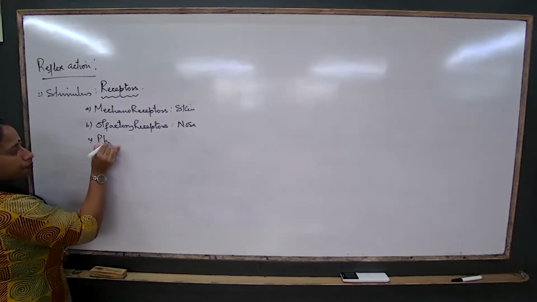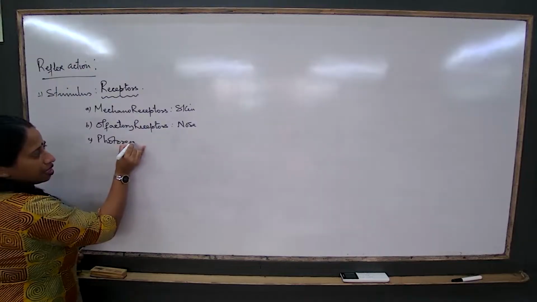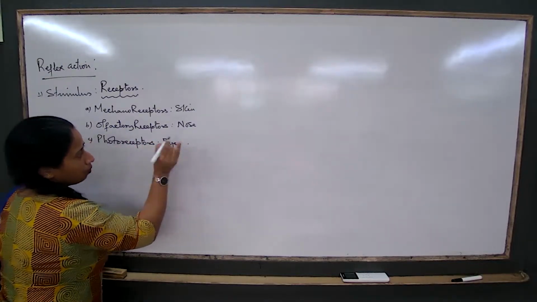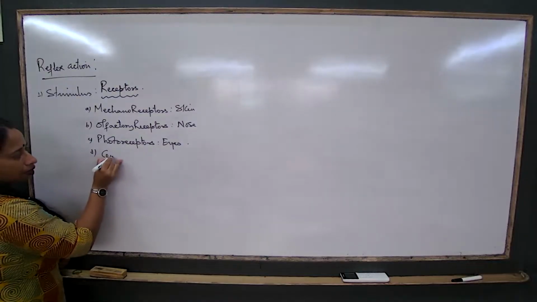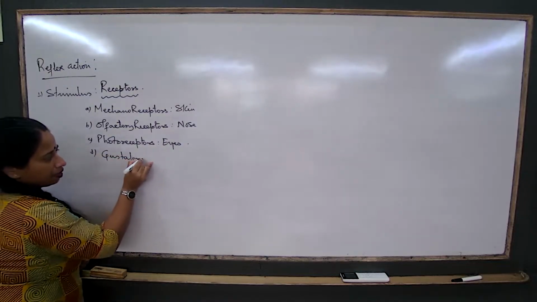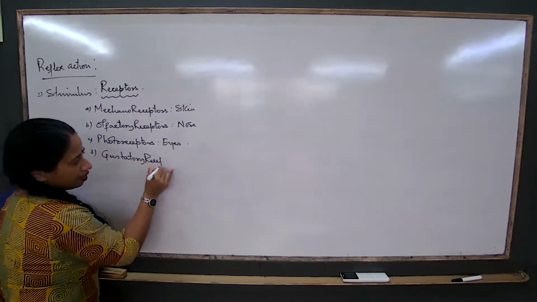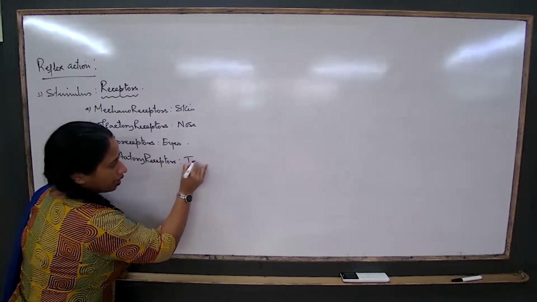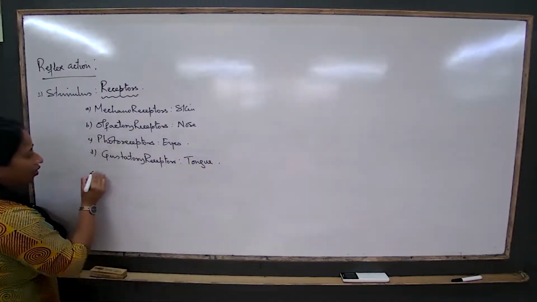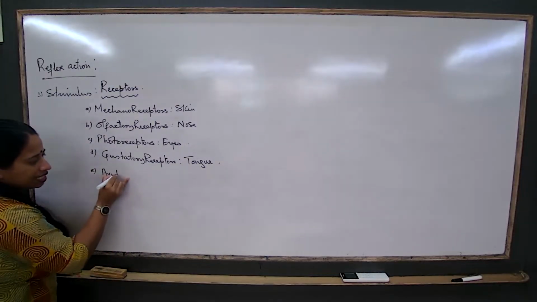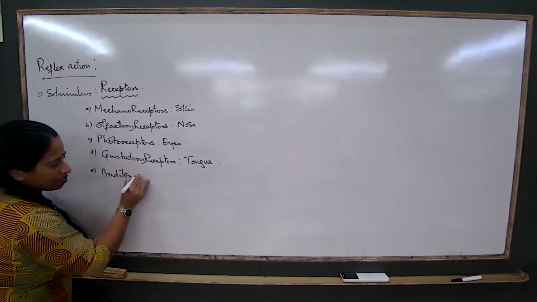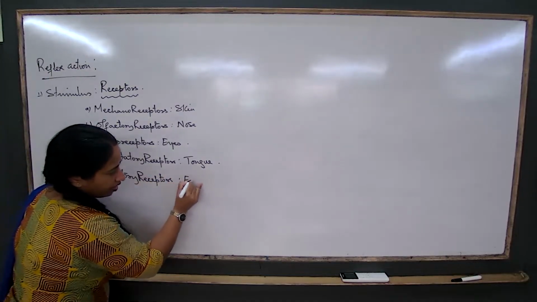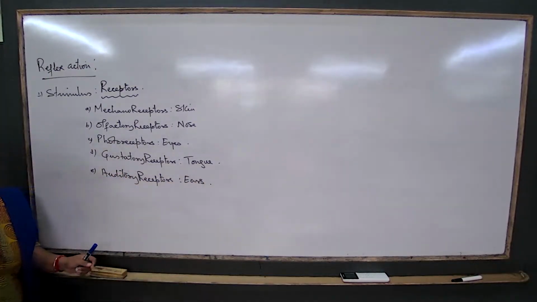We talk about the photoreceptors. Photoreceptors are which ones? The eyes. We talk about the gustatory receptors. Gustatory receptors are the tongue, for the taste of chemicals. And we talk about the auditory receptors. Auditory receptors would be the ears. Now when we are talking about receptors, we are going to answer that question later.